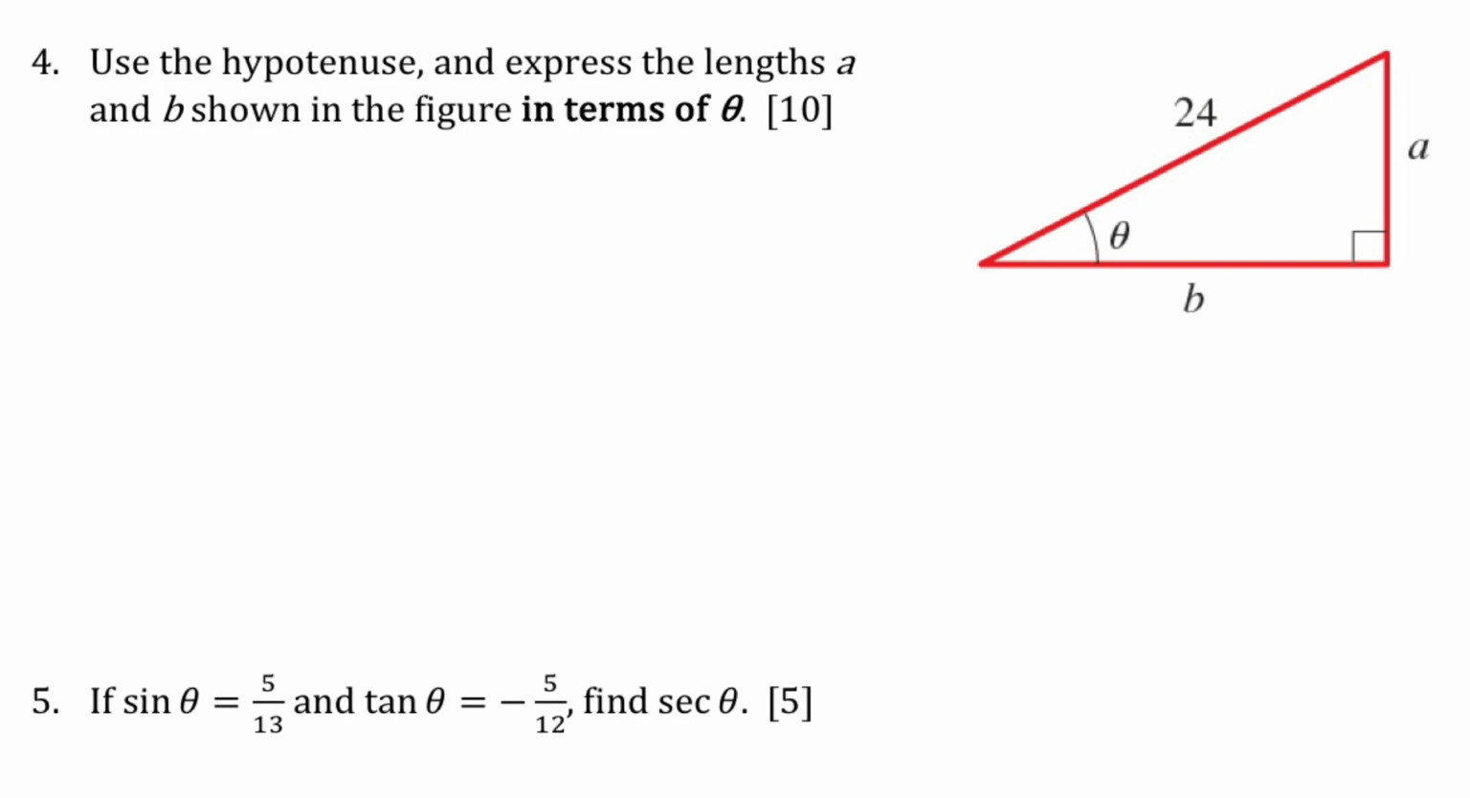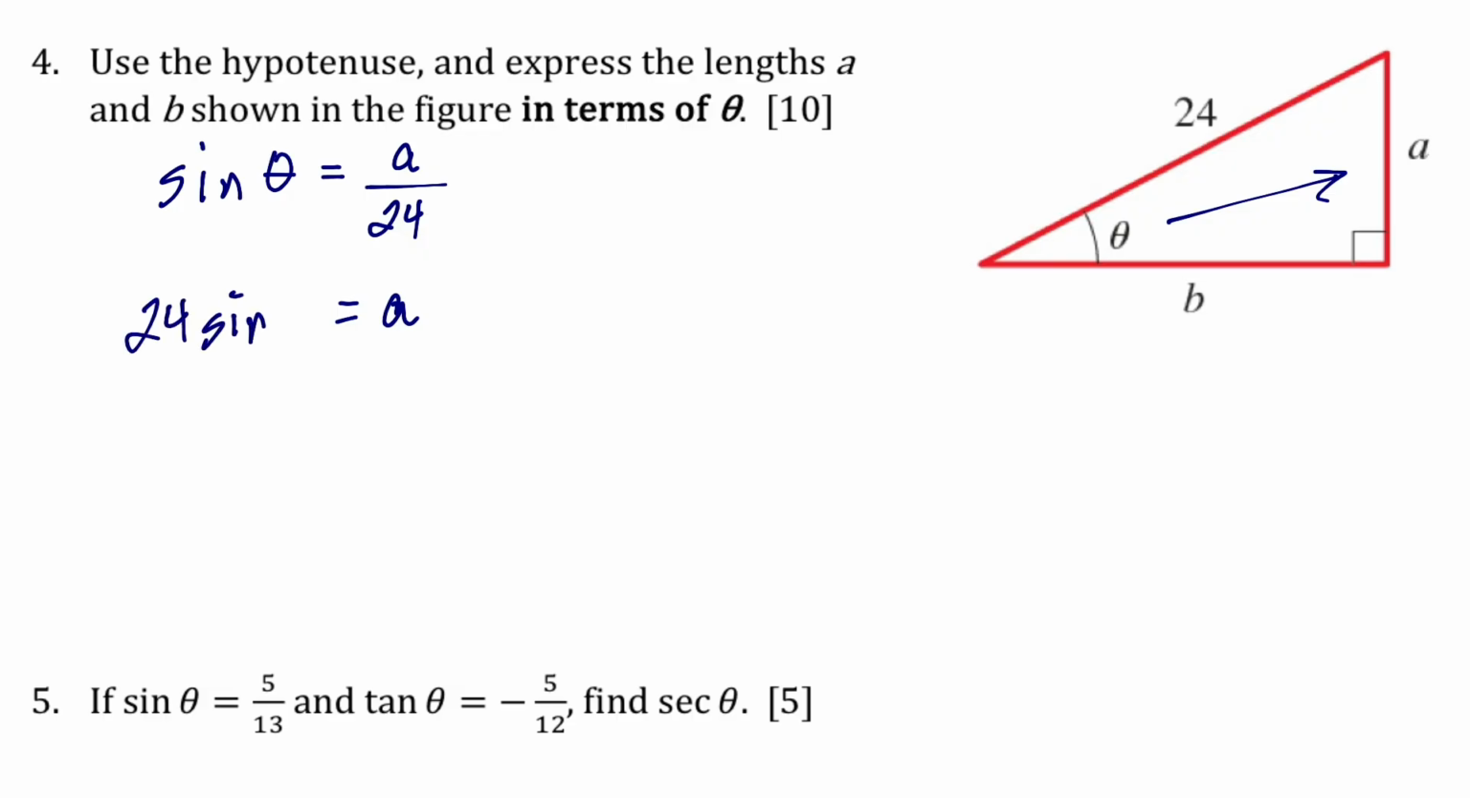All right, for the next one we're looking at here, it says use the hypotenuse, which is this piece over here in the figure, and express the lengths A and B shown, here's A and here's B in the figure, in terms of theta. So I guess I would look at the sine first. The sine of theta is going to be equal to the opposite, which is A, over the hypotenuse, which is shown to be 24. So when we solve that for A, we're just going to multiply both sides by 24. So A equals 24 times the sine of theta.